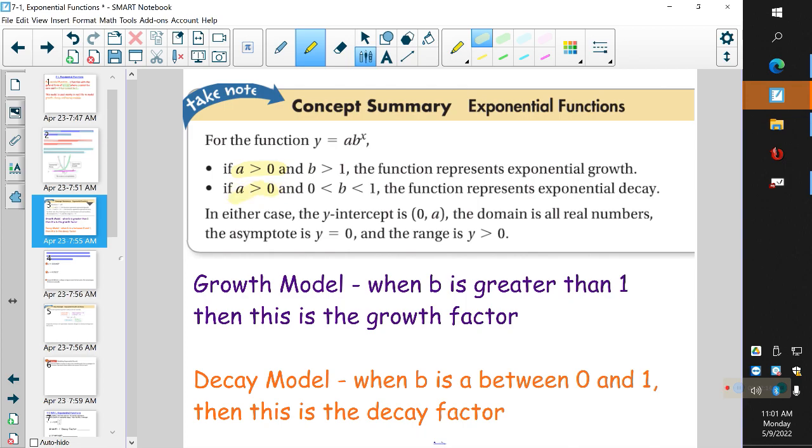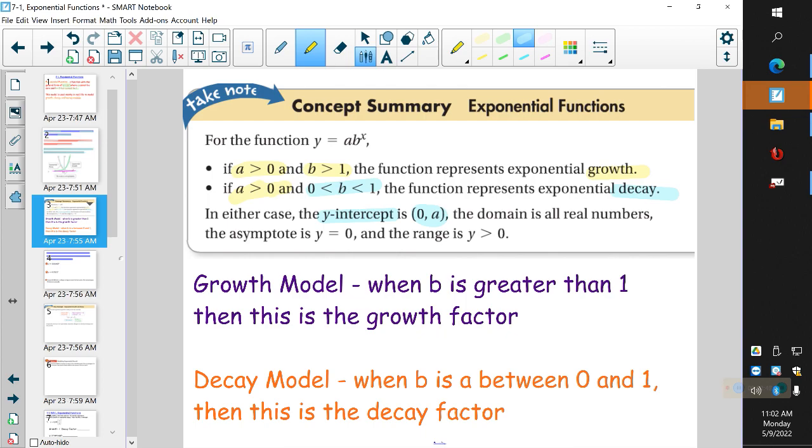So when a is greater than 0, you're going to have either growth or decay based upon your b value. If your b value is greater than 1, you're going to have growth. If your b value is between 0 and 1, meaning a fraction, you have decay. It's that simple. Now, your y-intercept is going to be (0, a). It's the initial amount that you start with, the amount of money that you invested, the amount the population was at that given time. It is the initial measurement value. You with me? That is your y-intercept.